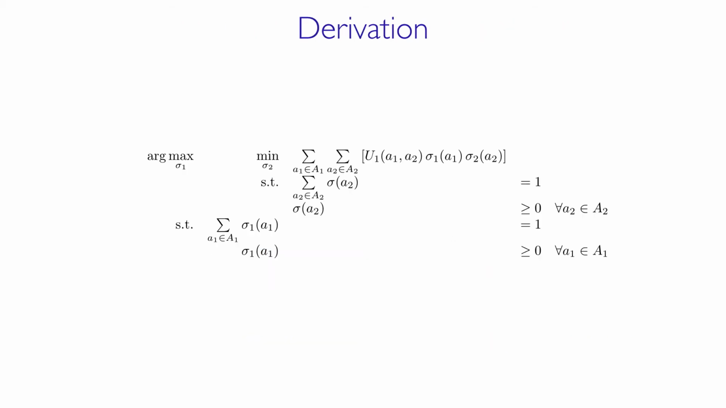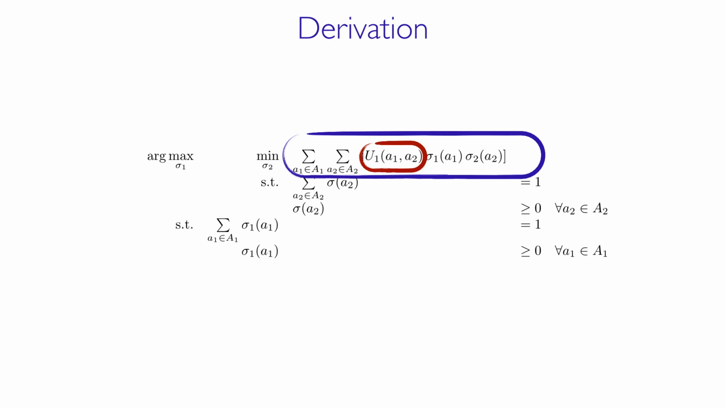We focus on the computation of the maxmin strategy. Initially, we report the definition of the maxmin problem. First, focus on the objective function. It is the expected utility of player 1, where we have the entries of the utility matrix of player 1, the strategy of player 1, and the strategy of player 2.